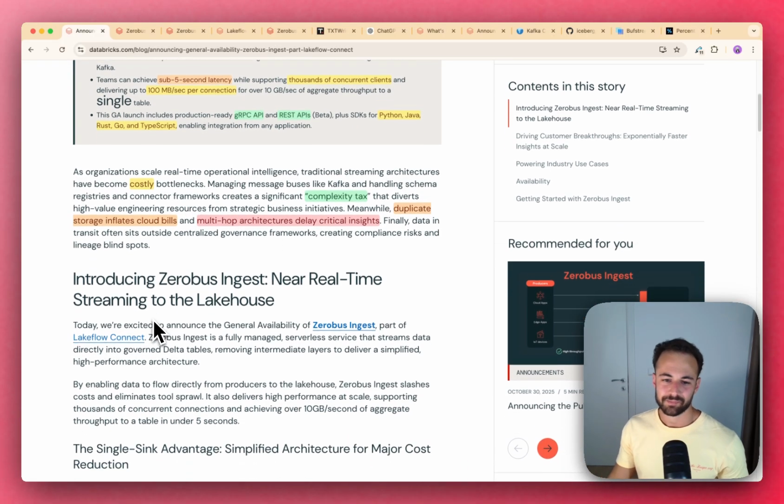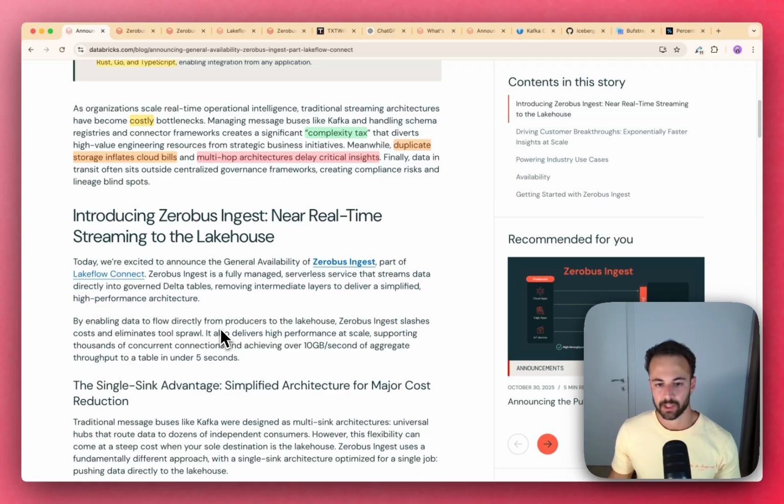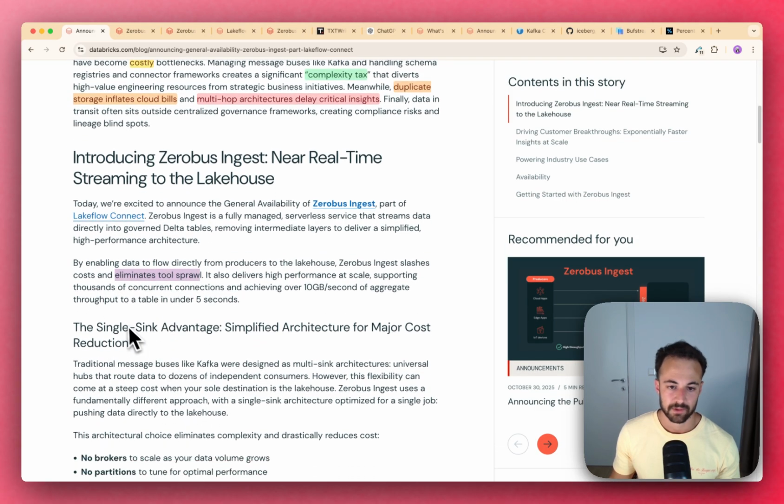So, introducing Zerobus Ingest, near real-time streaming to the Lakehouse. Today we're excited to announce the general availability. It's part of Lakeflow Connect, which we're going to go over. It's a fully managed serverless service that streams data directly into governed Delta tables, so no Iceberg for now, removing intermediate layers to deliver a simplified, high-performance architecture. By enabling data to flow directly from producers to the Lakehouse, Zerobus Ingest slashes costs and eliminates tool sprawl. That's true. It also delivers high performance at scale, supporting thousands of concurrent connections and achieving over 10 gigabytes a second of throughput to a single table in under 5 seconds.